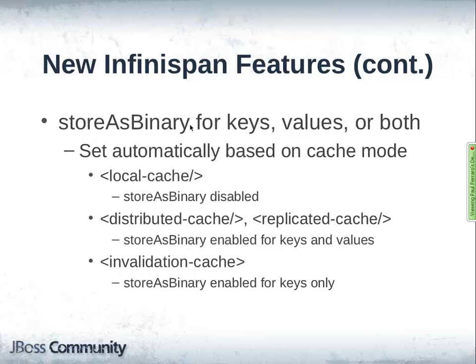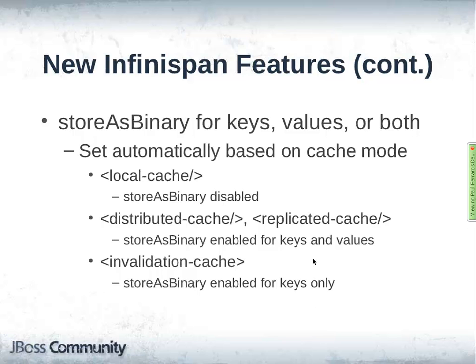One of the things that was added in 5.0 is the ability to control that separately for keys or values or both. So we actually set that behind the scenes. If you have a local cache, we don't actually need to do that eager serialization and lazy deserialization. So store as binary, which is how it's been renamed, is disabled entirely. For distribution mode and replication mode, we enable that. So this is sort of the default behavior in AS6.